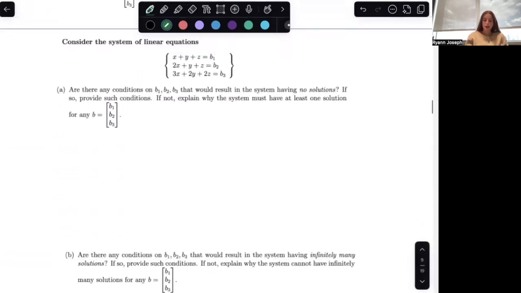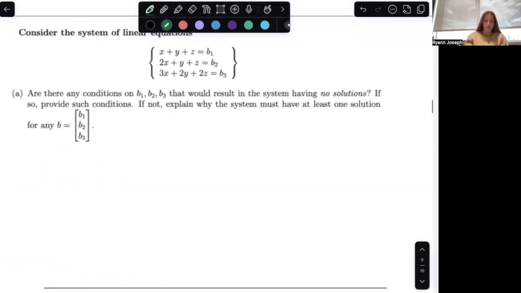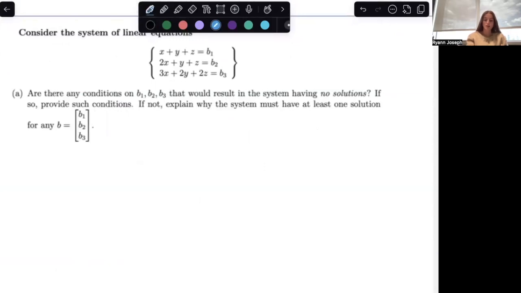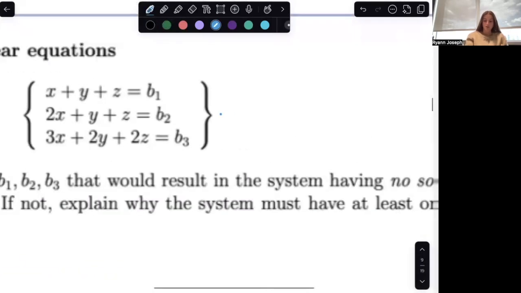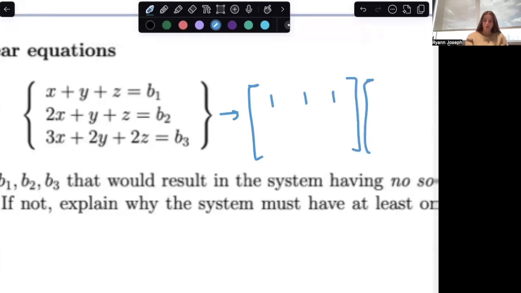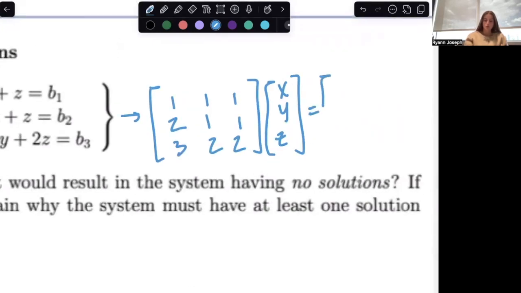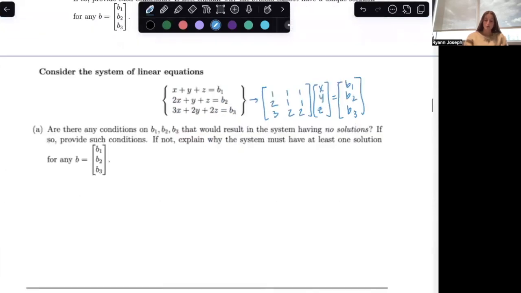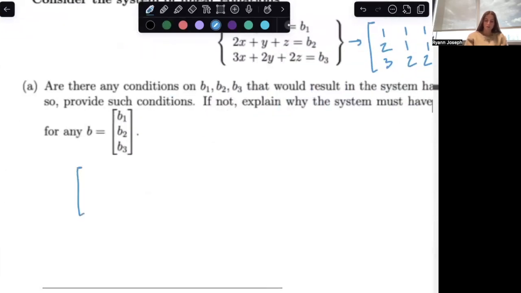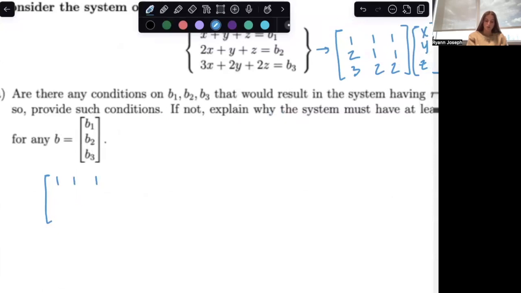To do that, we want to find the reduced echelon form. So I'm going to turn this into a matrix system. This becomes 1, 1, 1, 2, 1, 1, 3, 2, 2, times the variables x, y, z, is equal to b1, b2, b3. To solve this, I'm going to augment it: 1, 1, 1, 2, 1, 1, 3, 2, 2, augmented with b1, b2, b3.